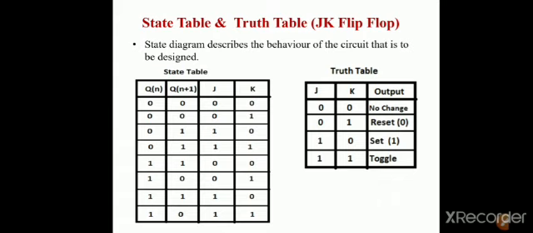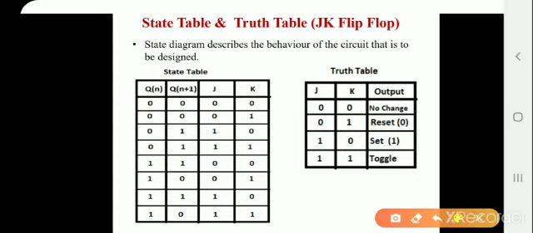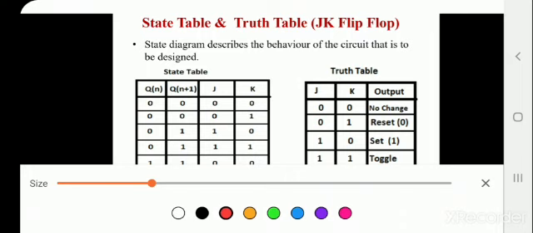The truth table of JK flip-flop is generated with the help of the internal diagram of JK flip-flop, which may be constructed with the help of NAND gate or NOR gate. So here is the truth table for JK flip-flop. Let's begin with this truth table.